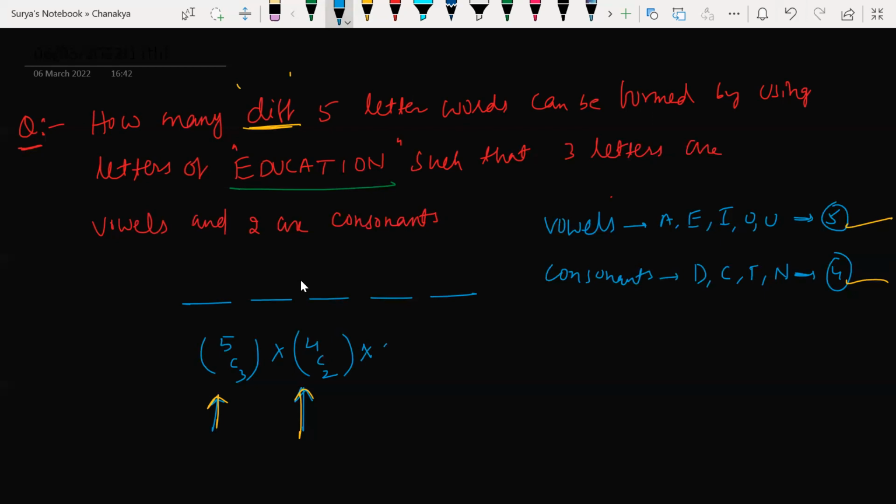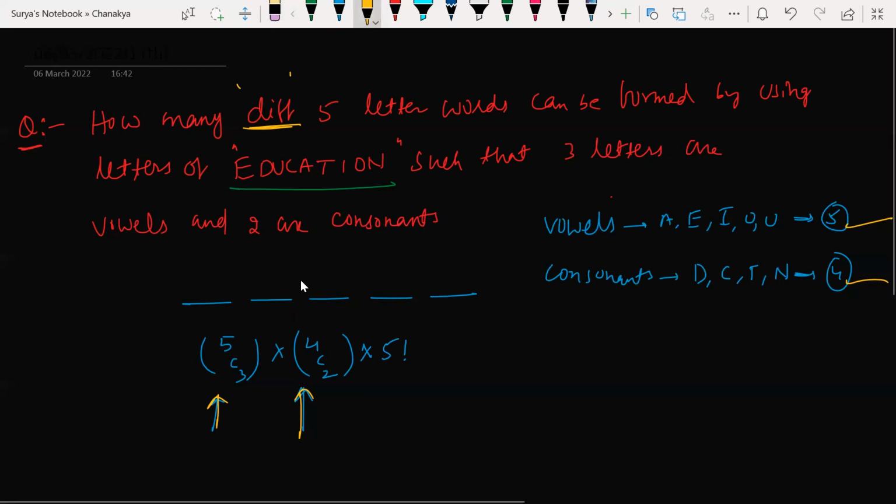Into what? Into 5 factorial. Why? Guys, there are 5 chances. Anyone can come. Here, first 3 can be vowels, last 2 can be consonants. That is condition number 1.